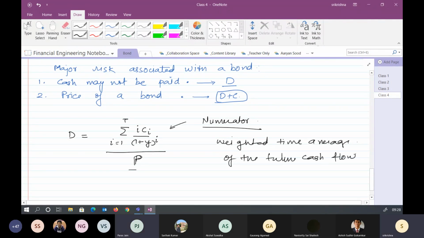What does this mean? Duration would be higher if the numerator is higher, because we are assuming that the price to be remains the same. Is it okay, Paras? What a statement I have made. Yes, sir. Now look at this one. If cash flow is occurring quickly, right? So you think about the return is happening quickly, right? Will not my duration be less?